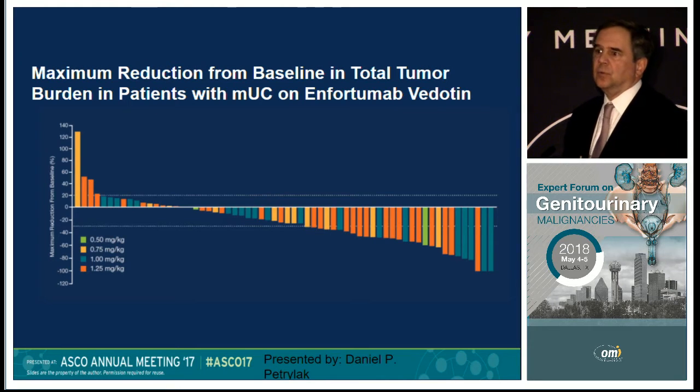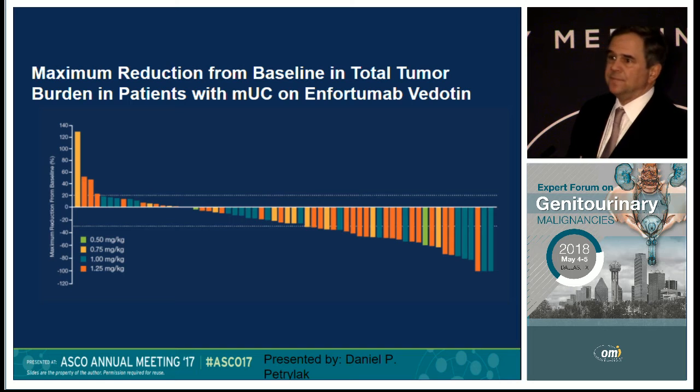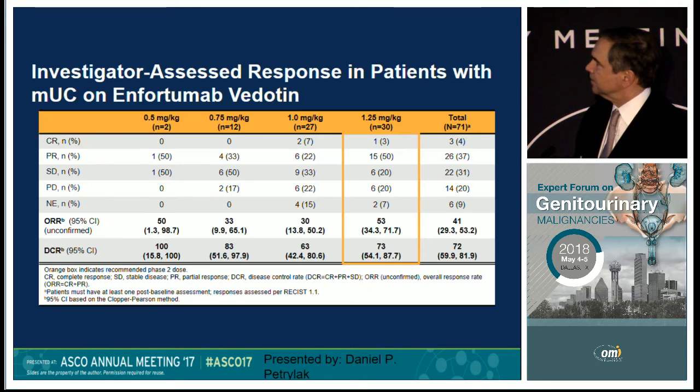So these were patients who were heterogeneous. There were patients who had failed one prior treatment that included checkpoint inhibition therapy. As we can see at all dose levels from 0.5 milligrams per kg to 1.25 milligrams per kg, we do see responses. In fact, we had 2 CRs out of these patients.